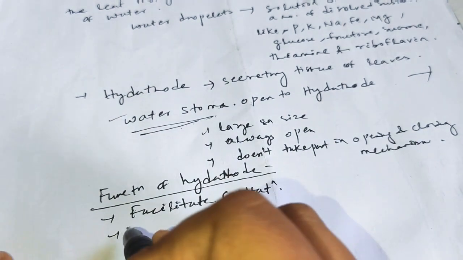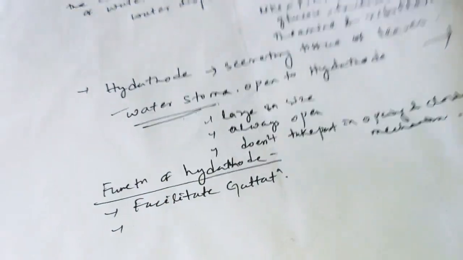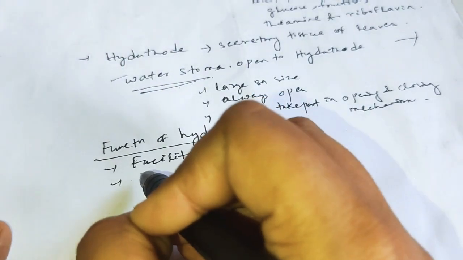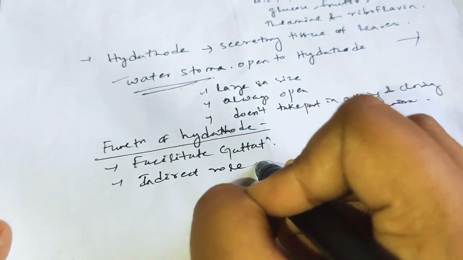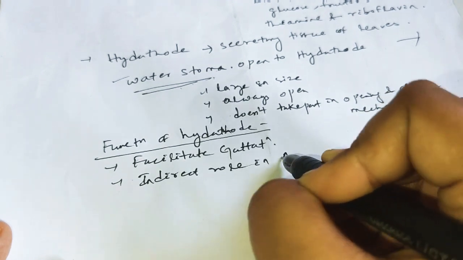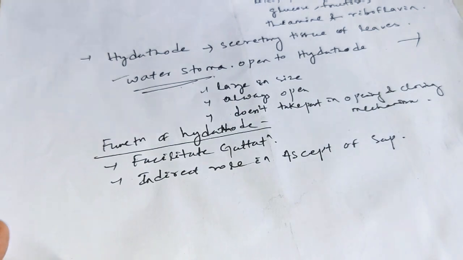Clear? And the second is it also has an indirect role in ascent of sap. So it helps in an indirect role in ascent of sap. Clear? Okay.